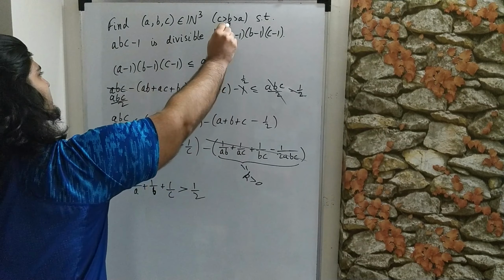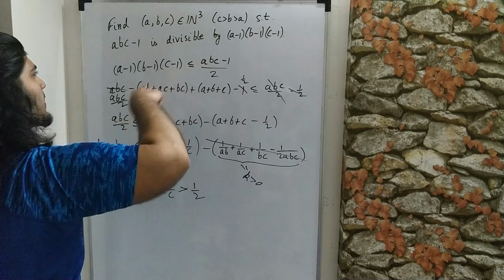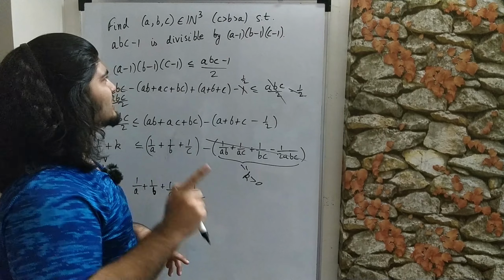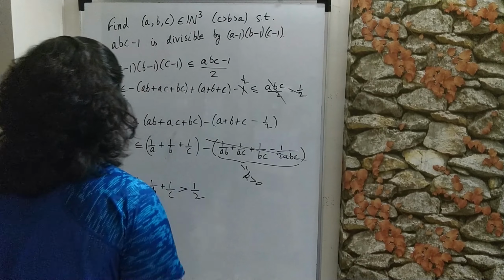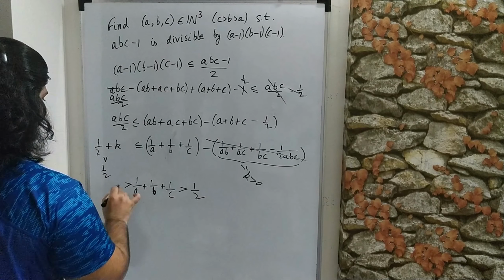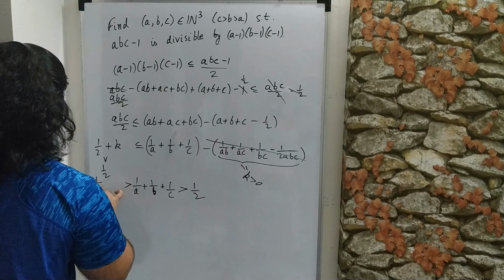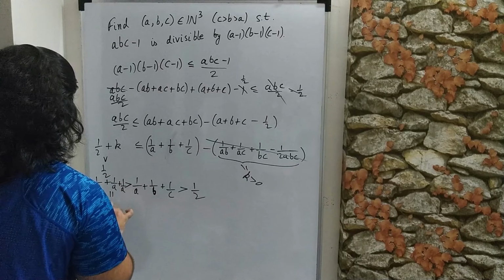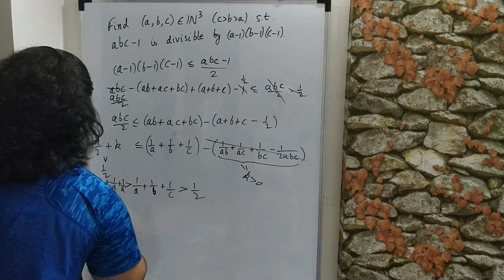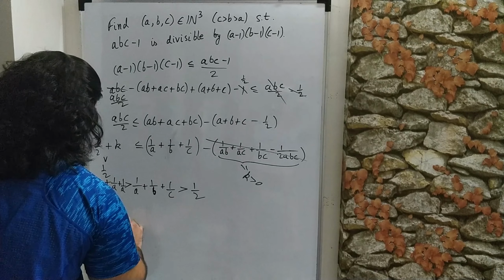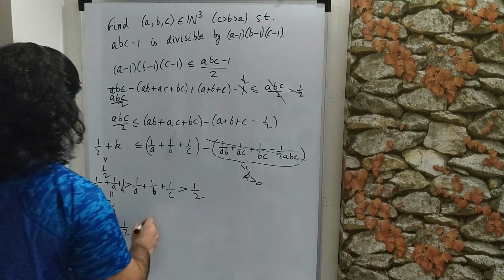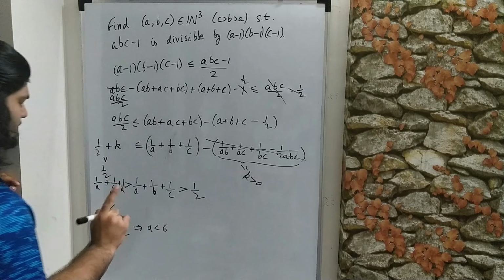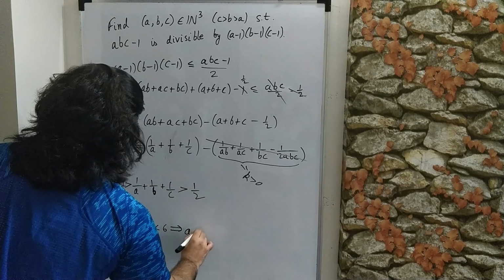We know that b is greater than a, c is greater than a, so that must mean that 1 by b is less than 1 by a and 1 by c is less than 1 by a. So that means that this is strictly less than 1 by a plus 1 by a plus 1 by a, so that is equal to 3 by a. So we get that 3 by a is greater than half. So if we cross multiply, we get a is less than 6, which means a is less than or equal to 5.